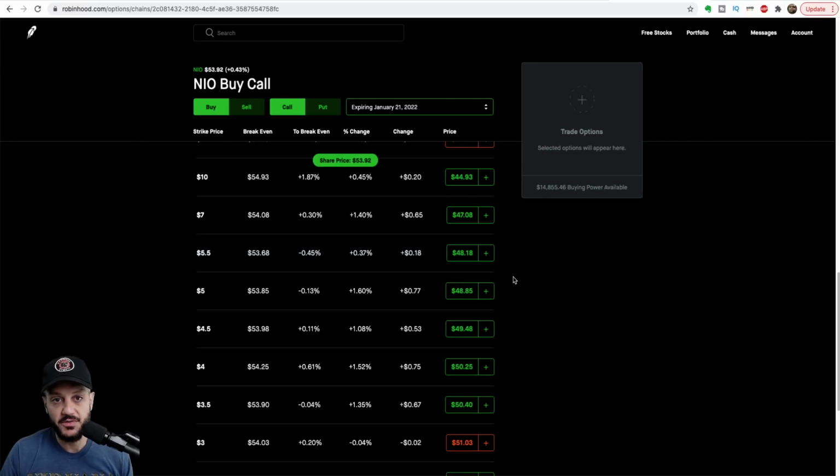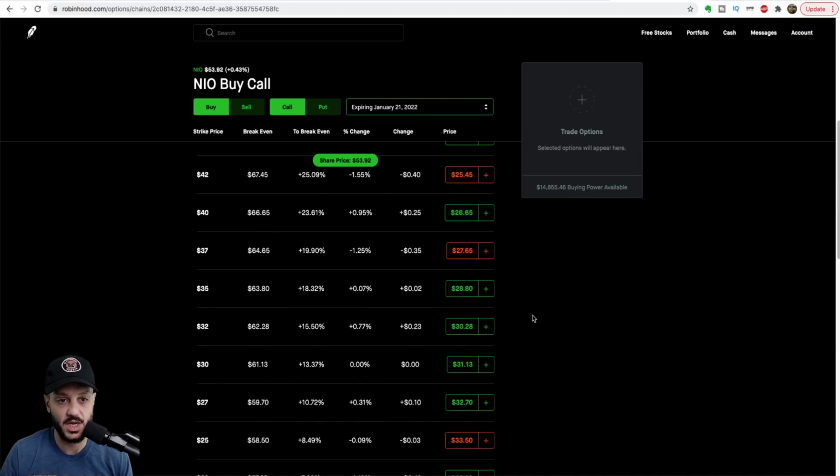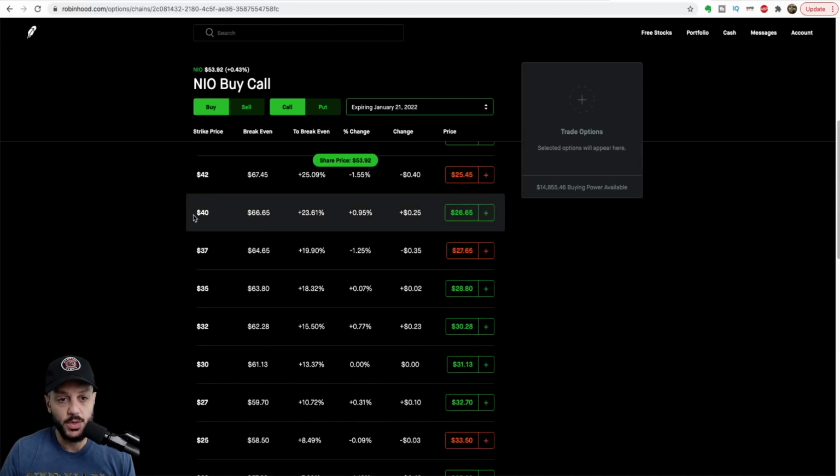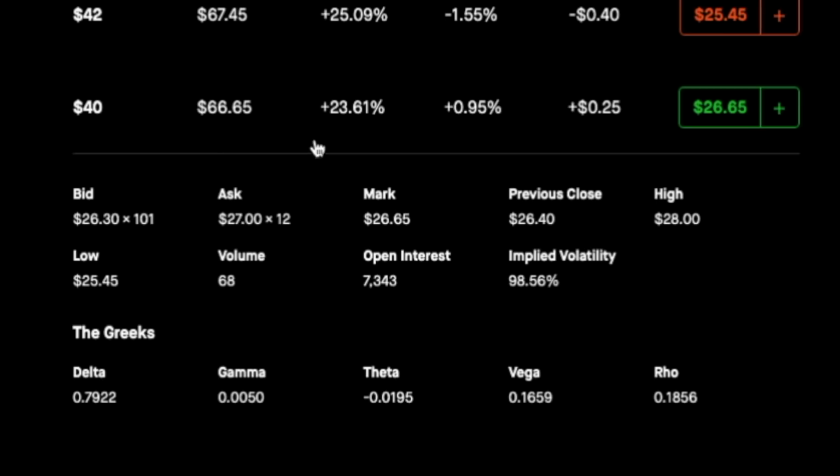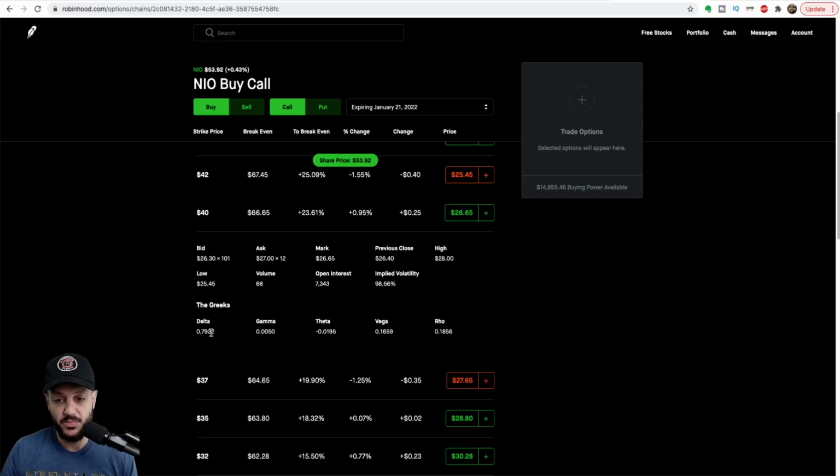Now, we want to buy NIO for the long term, but we don't want to spend $5,400 on 100 shares of stock. Well, here's what you would do. We would look for a strike price that has a 0.8 delta or above. How do we find the delta in Robinhood? Well, it's easy. You just click on the strike price that you want and you get all of the Greeks right here, and you see delta. The $40 is almost 0.8, 0.79. So let's use this as our example, right? This has almost a 0.8 delta, the $40 strike.